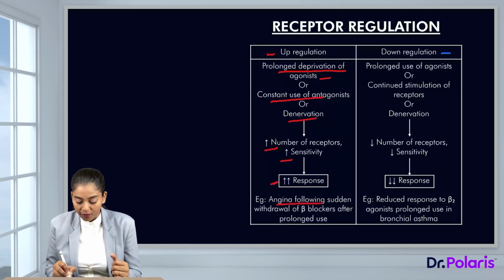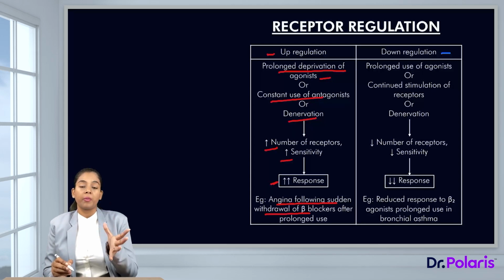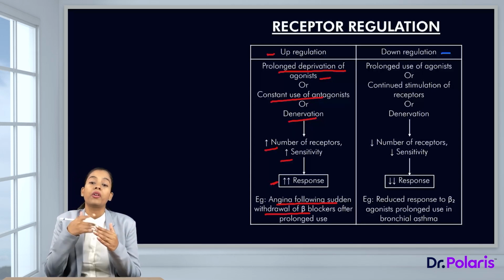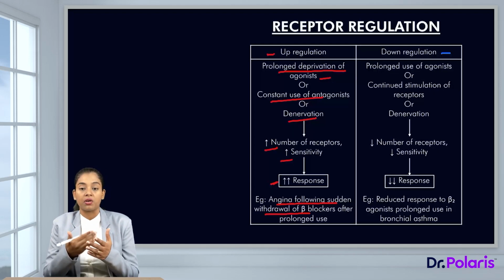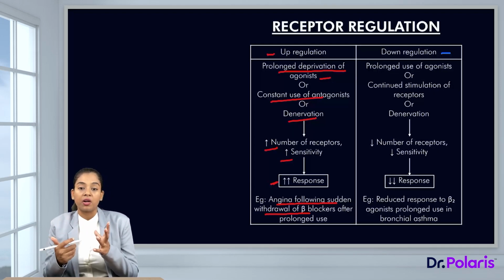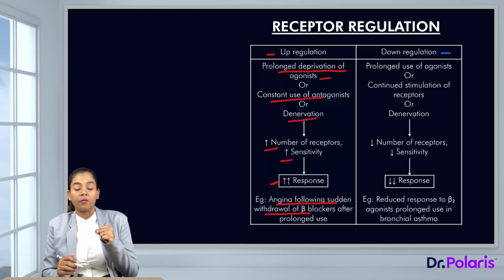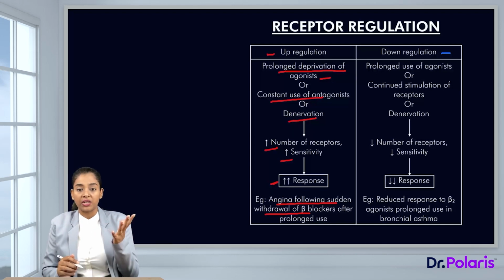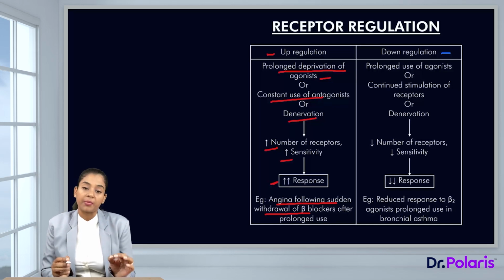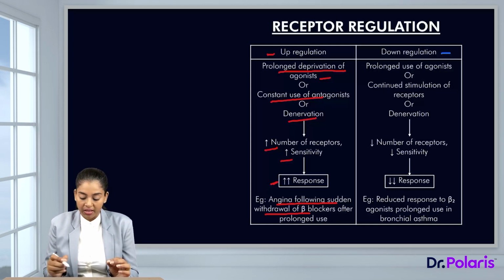Example, angina following sudden withdrawal of beta blockers after prolonged use. So whenever you stop a beta blocker suddenly, it's going to have some rebound effect, rebound hypertension or rebound angina. All that is because you're constantly blocking the receptor by giving a beta blocker. So suddenly if you stop, what will happen? Exaggerated response will be there. So this is upregulation. So what is downregulation then?